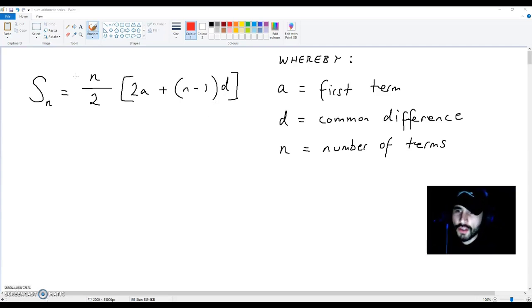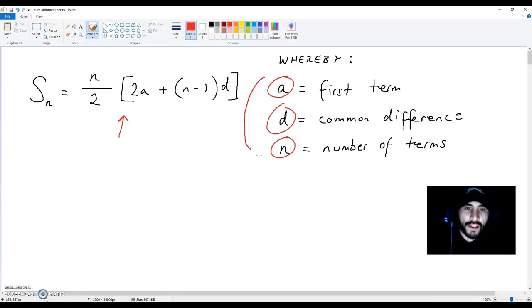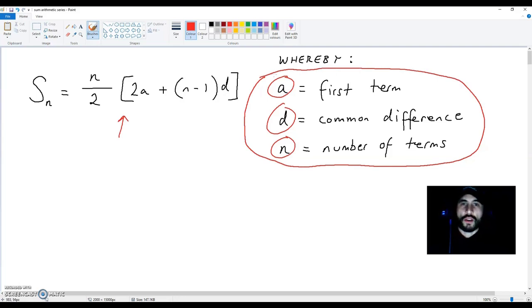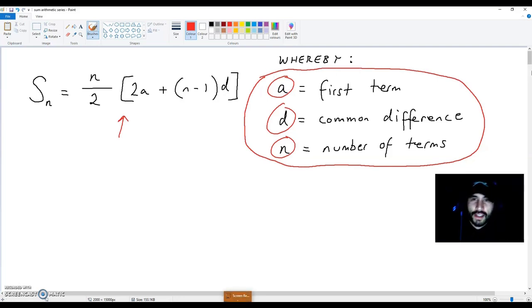Now, in order to prove this formula, you need to know that a is equal to the first term in the series, d is equal to the common difference in the series, and n is equal to the number of terms in the series. Now, with this crucial information, we can begin to work on our proof. So, get ready for this. Get a pen and paper and write this down.